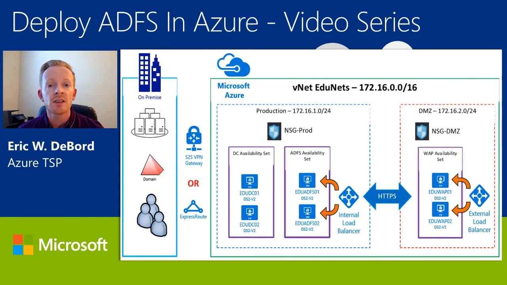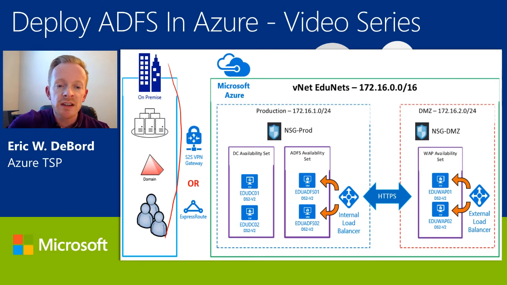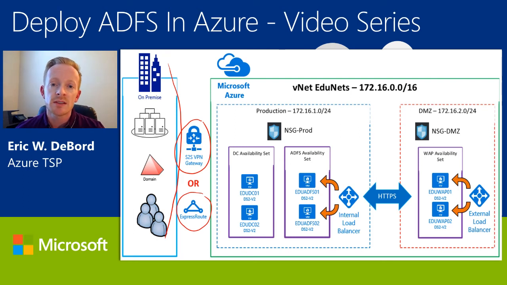This depicts the entire solution. On the left here, we have just a depiction of an on-premise site. And that on-premise site is basically going to have your users, your infrastructure, and most importantly, your AD infrastructure. We also depict here a site-to-site VPN and an ExpressRoute connection. Now, you would use one of these, not both necessarily. And we do not deploy those in this video series. That is a solution that we could cover separately. But everything else you see here on the right is covered in this series.